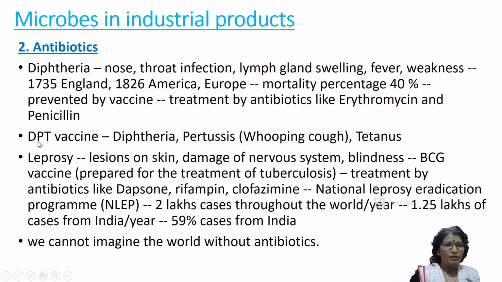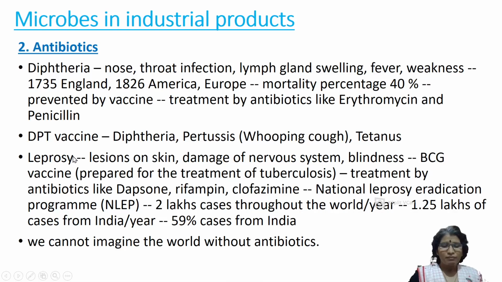After so many researches, this is the triple vaccine. By giving one vaccine, 3 diseases can be prevented. That is the DPT vaccine. D means diphtheria, P means pertussis, the other name is whooping cough, and T means tetanus. These are all bacterial diseases. Tetanus bacteria generally enter through wounds and cause a muscle contraction disease. That is why when we get any injury by iron, we immediately go and take a tetanus TT injection. So the TT injection is to stop the tetanus bacteria.